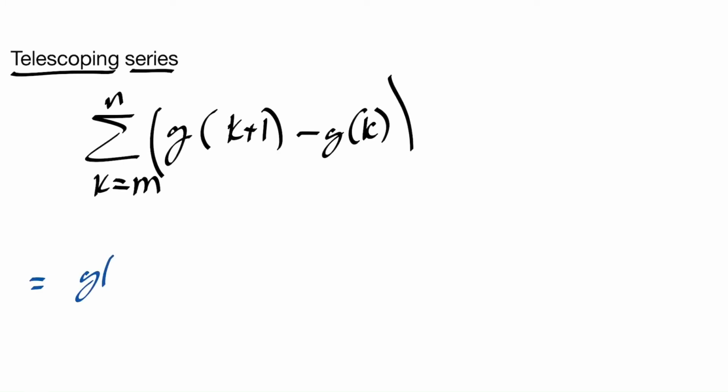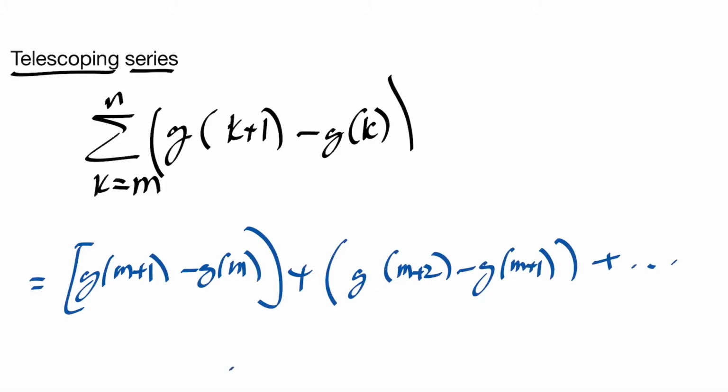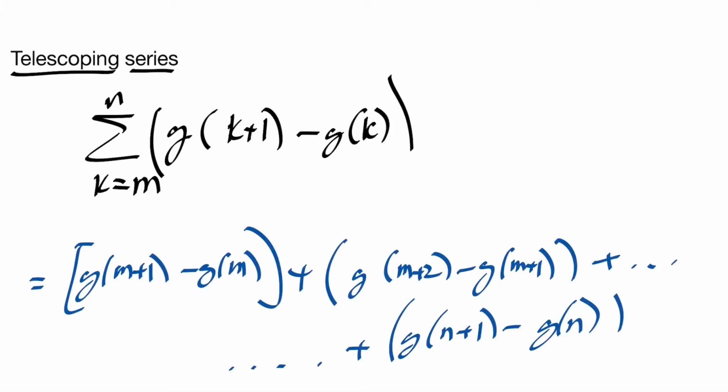Well, let's just write out these series real quick, and you'll notice when I put the first term in, I'll get g of m plus 1 minus g of m. And then when I put the second term in, I'll get g of m plus 2 minus g of m plus 1. And then we'll keep going all the way across until we get to the very last one, which is g of n. And so we'll have g of n plus 1 minus g of n.